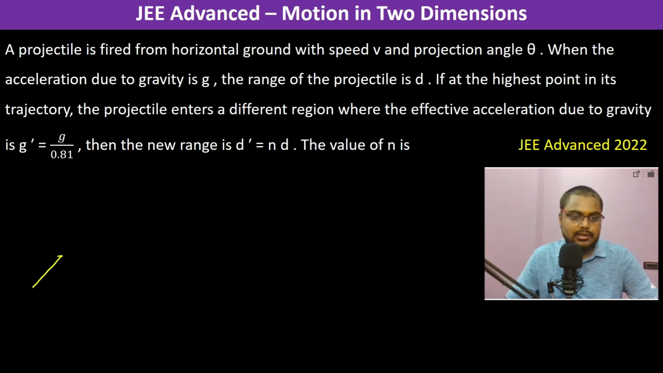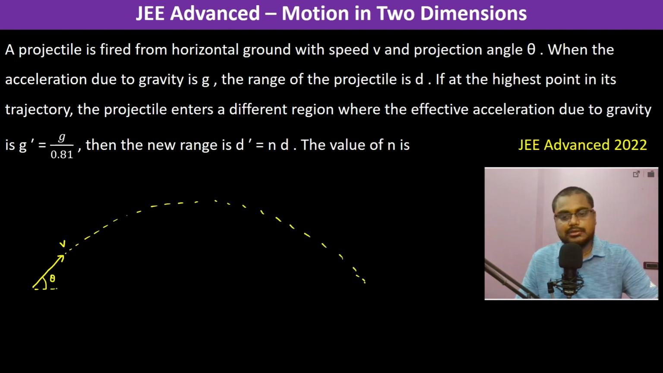ठीक है, ये स्पीड v से इसको फायर किया गया है, एंगल हो गया इसका थीटा. When the acceleration due to gravity is g, the range of the projectile is d. ठीक है, तो एक्चुअली ये प्रोजेक्टाइल कुछ ऐसा जाएगा. नाउ रेंज ऑफ प्रोजेक्टाइल इज d, सो d क्या हो जाएगा, v स्क्वायर साइन 2 थीटा डिवाइडेड बाय g. दिस इज d. ये पहला चीज़ है, हम लोग लिख लिए.